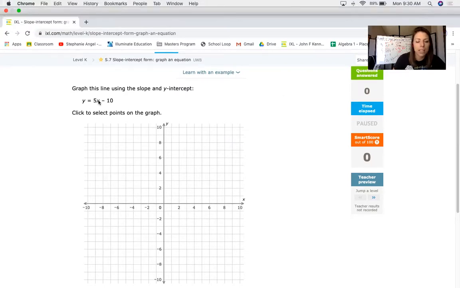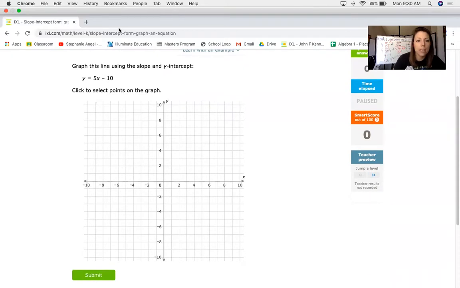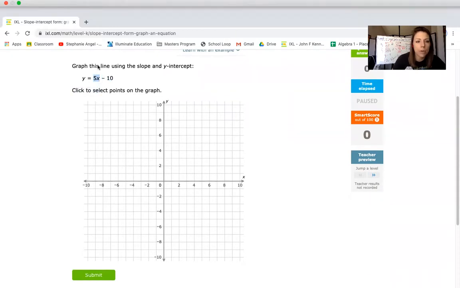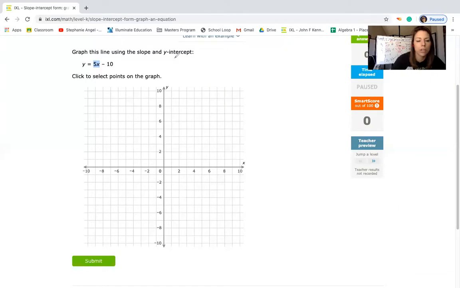Again, if I'm looking at this function, I know I need a point. So that point's going to be, if I plugged in 0 for x, what's my y? And that y is -10. So that means my point here is 0, -10. That's where my graph is going to start, way down here at 0, -10.